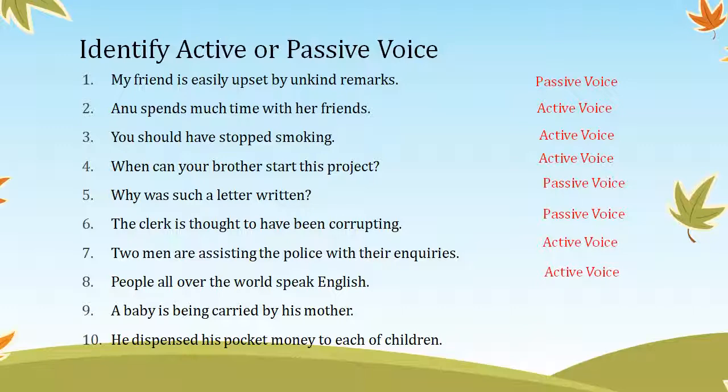Number 9, is being carried. Carried is B3. How do you know this is B3? Because there is a be verb, that is 'being'. Try to understand that. So being carried, that is why it is passive voice. If there is be verb plus B3, then that is passive voice. Number 10, he dispensed his pocket money to his children. Dispensed is the B2 form. That's not the B3, that is why it is active voice. So you must understand that.